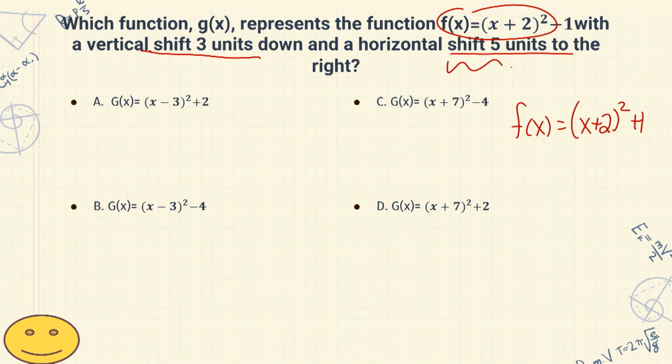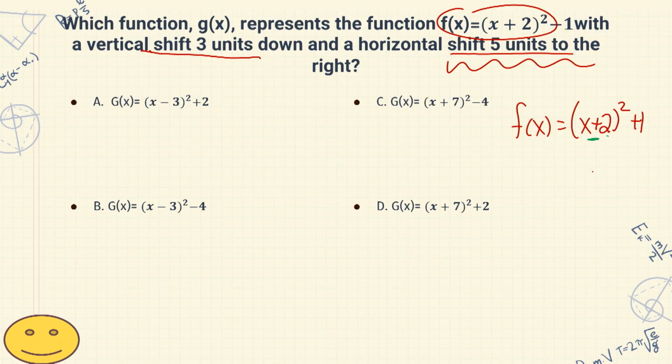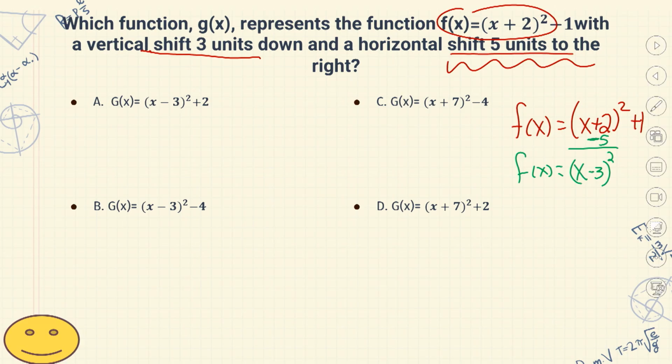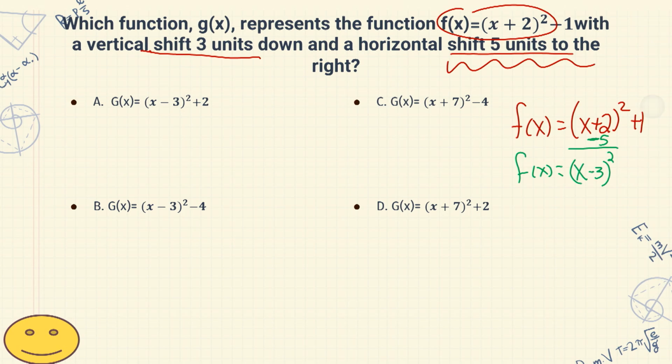So let's work this one first, since we're going left and right first, and that's our x values. So if I'm going to the right, I am subtracting. So I am subtracting by 5 units. So let's subtract by 5 units. So I have x minus 3 by simple operations that we've done. And then it says that I am what? Vertical shift of 3 units.